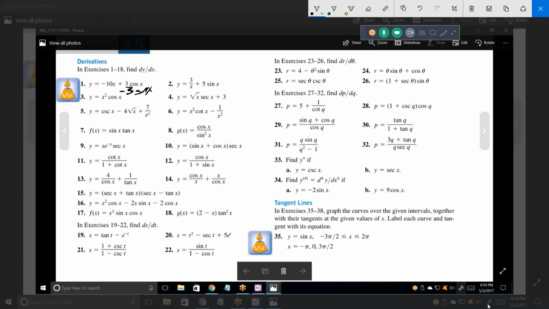What's a better way to write 3 over x? Because having your variable in the denominator is not very helpful. What we want is our variable in the numerator such that we can use the power rule. So what's a better way to write this function? Instead of 3 over x, what should I write?